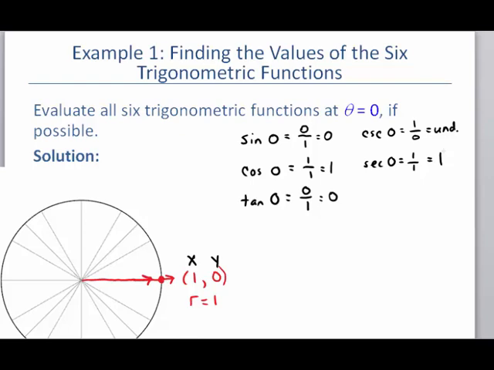Our cotangent would be the reciprocal of the tangent. So the reciprocal of 0 over 1 would be 1 over 0. Again, we cannot have a 0 in the denominator of the fraction, and so it's going to be undefined as well.